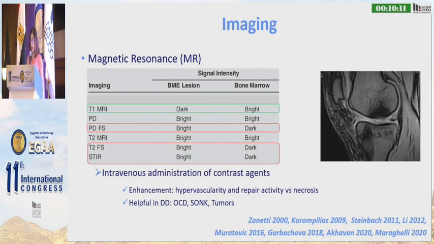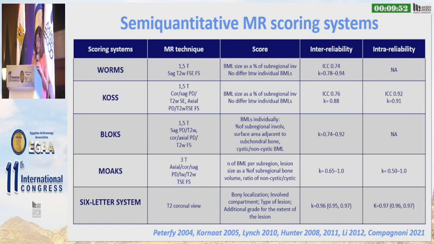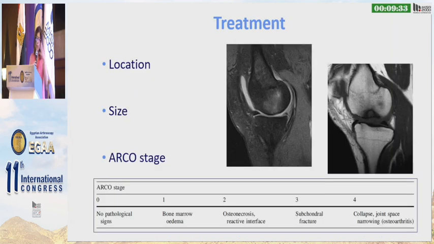So the MRI is pretty easy, as you can see. If you look at the T1 sequence, you'll see the bone marrow lesion like a dark spot. If you look at proton density, T2 fat suppressed or STIR, you're going to see the bone marrow lesion very bright. There are different MRI scoring systems to describe where the lesion is located and how big it is, and in a certain sense, it would be helpful for deciding the treatment, but none of these classifications is very useful or very easy to use.